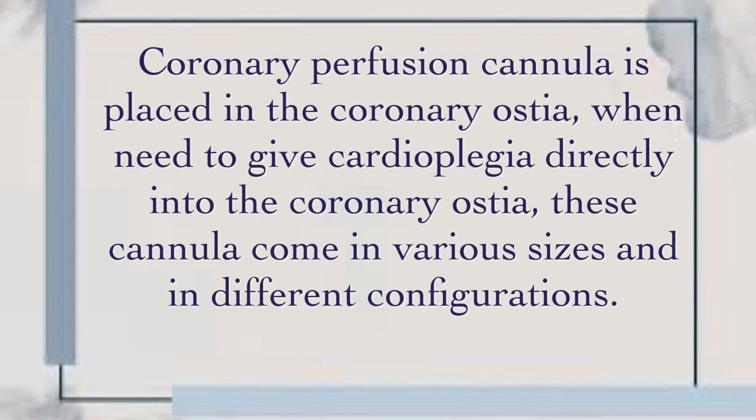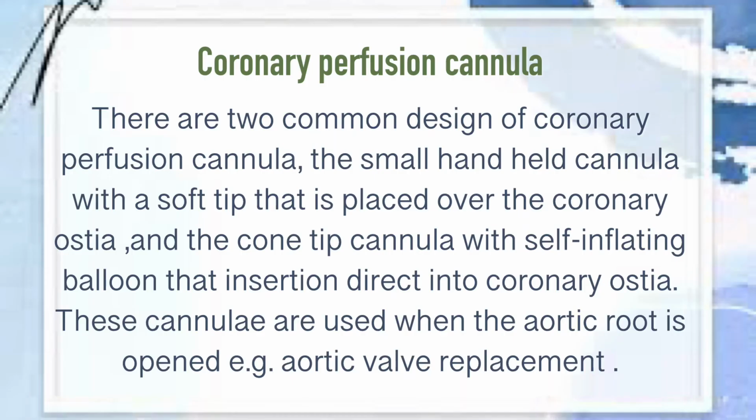The coronary perfusion cannula is placed in the coronary ostia when needed to give cardioplegia directly into the coronary ostia. This cannula comes in various sizes and different configurations. There are two common designs of coronary perfusion cannula: the small hand-held cannula with a soft tip that is placed over the coronary ostia, and the cone-tipped cannula with a self-inflating balloon that inserts directly into the coronary ostia. These cannulas are used when the aortic root is open, for example in aortic valve replacement.